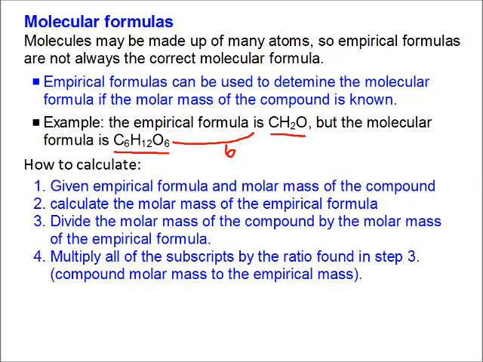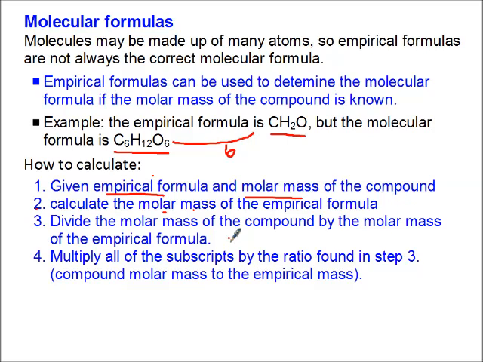You have to be given some things. You have to be given the empirical formula and the molar mass. Or the problem might actually give you the information for you to find the empirical formula, in which case the first thing you'd have to do is find that. Next step is to calculate the molar mass of the empirical formula. Just like we did in the first section, take each element and multiply it by its subscript to find the molar mass of the empirical formula.